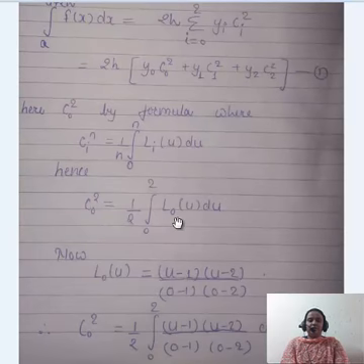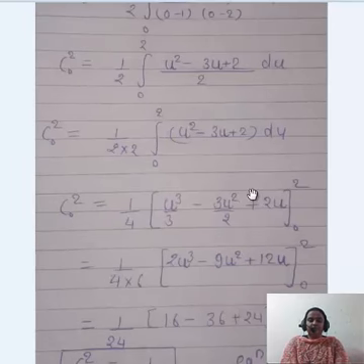Now we will find L_0(u). L_0(u) is equal to (u minus 1)(u minus 2) divided by (0 minus 1)(0 minus 2). Here we note that we didn't include the term (u minus 0), and in the denominator we subtract 1 and 2 from 0, that is, we subtract i from 0. Now c_0^2 becomes 1/2 times the integration from 0 to 2 of (u minus 1)(u minus 2) divided by (0 minus 1)(0 minus 2) du.